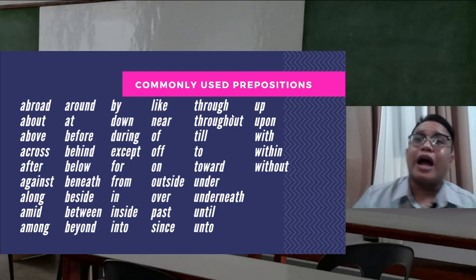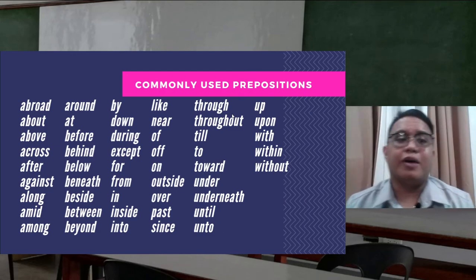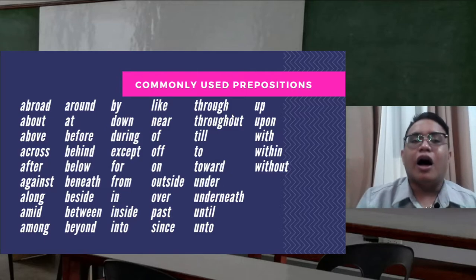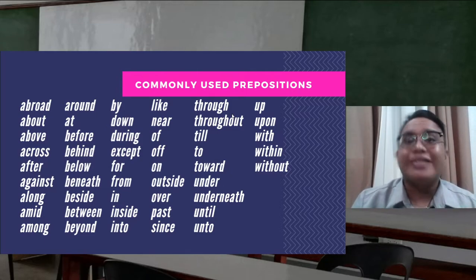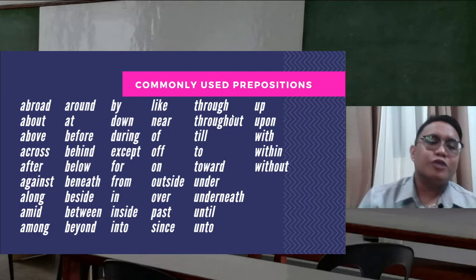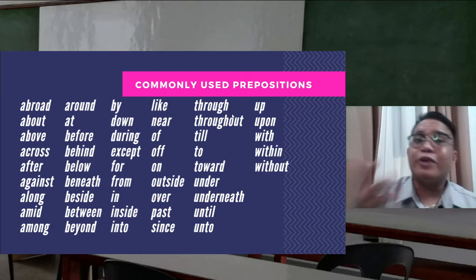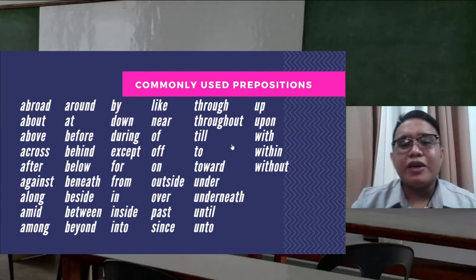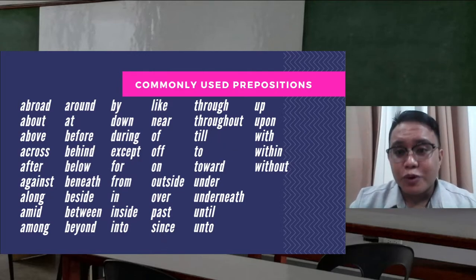Are you going to work against me? So me there is the object of the preposition. Get the book beside the table. Okay? So beside what? The table. The table is our object of the preposition. So on and so forth. Okay? So I think you see already how prepositions work.